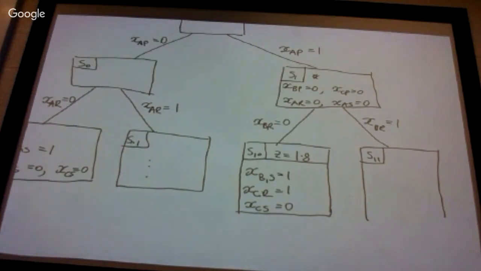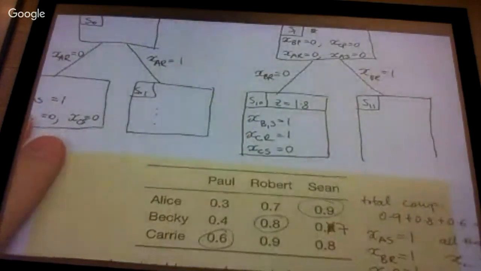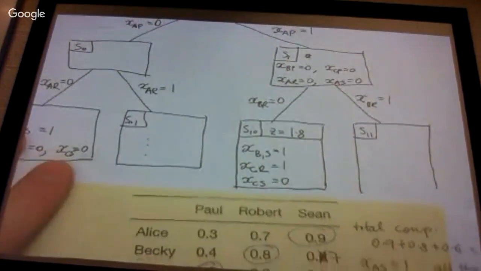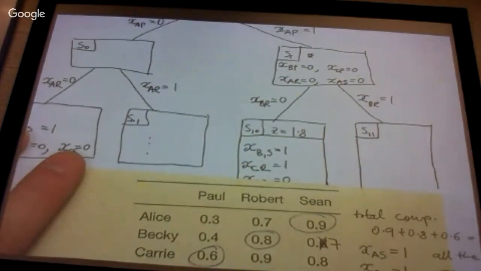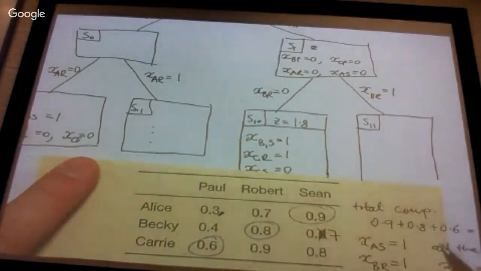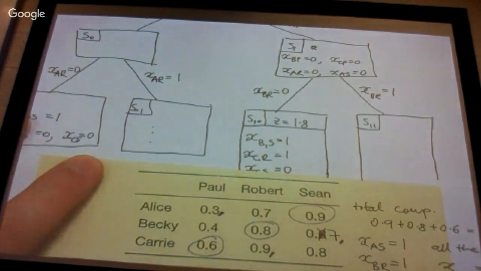Why is that 1.8? Which ones of the variables are 1? It's AP, and it's BS and CR. So AP is this one, and BS that's this one, and CR that's this one. Oh, so it's supposed to be 1.9? I think you're right then.